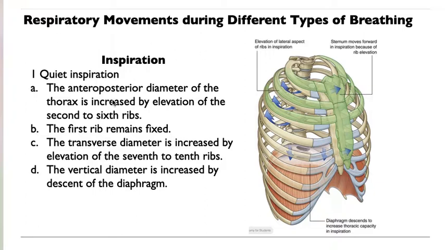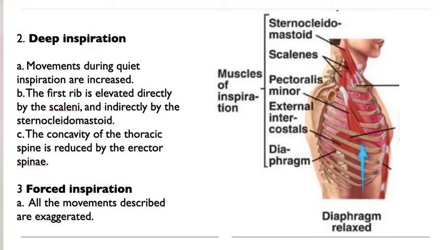So respiratory movement during different types of breathing. Coming to first the inspiration, there's something called quiet inspiration that we are doing anyways. Here the anterior posterior diameter of the thorax is increased in quiet inspiration by elevation of the 2nd to the 6th rib. The first rib remains fixed. The transverse diameter is increased by elevation of 7th to 10th rib, and the vertical diameter is increased by the descent of the diaphragm, that is causing the quiet inspiration.